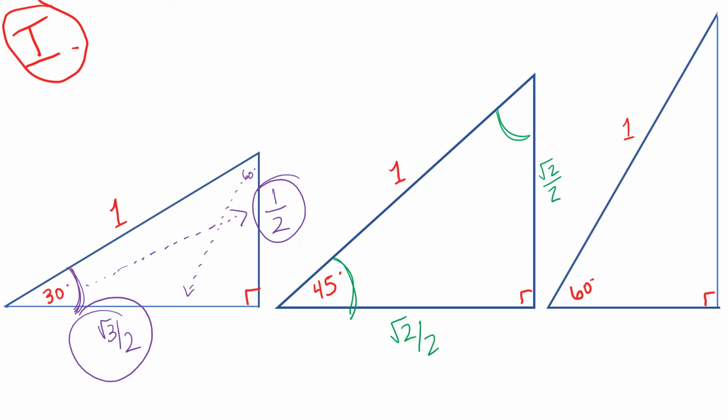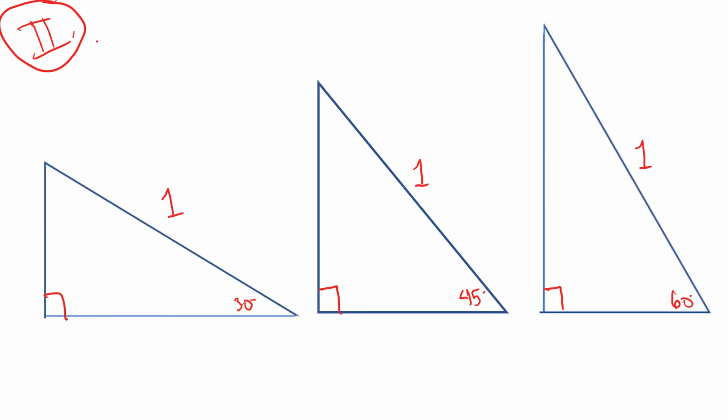Now let's go the other way when the 60-degree angle is on the bottom. So if the 60-degree angle is on the bottom, look across from it. The long leg is square root of 3 over 2. And the short leg, which is across from the 30-degree angle, is of course 1/2.